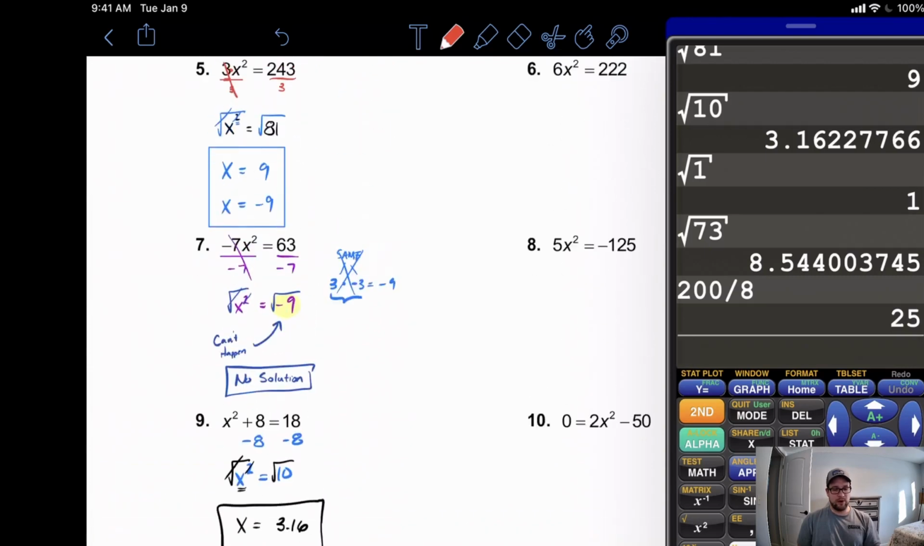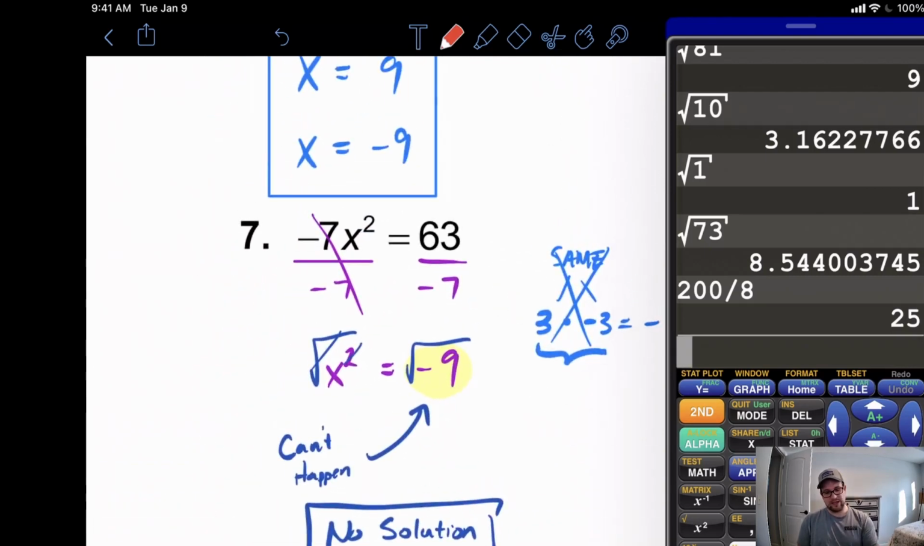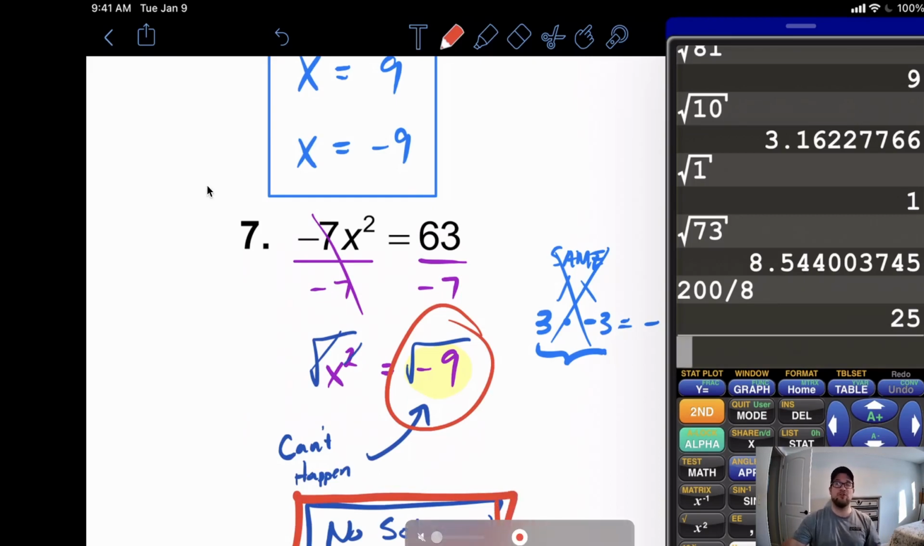Remember, the one thing I want to point out that's always important is that you can't take the square root of a negative. If that ends up happening, you want to hit pause and say, I can even check it on my calculator if I want, but otherwise you need to realize that you can't do that, which is why our answer is going to be no solution.